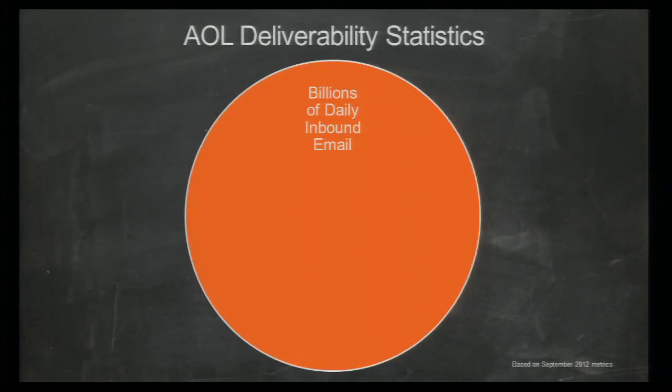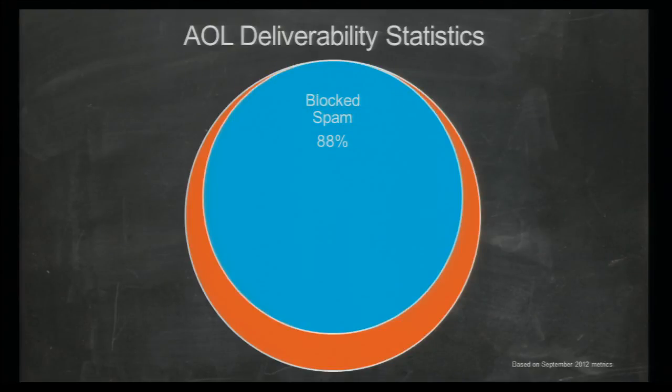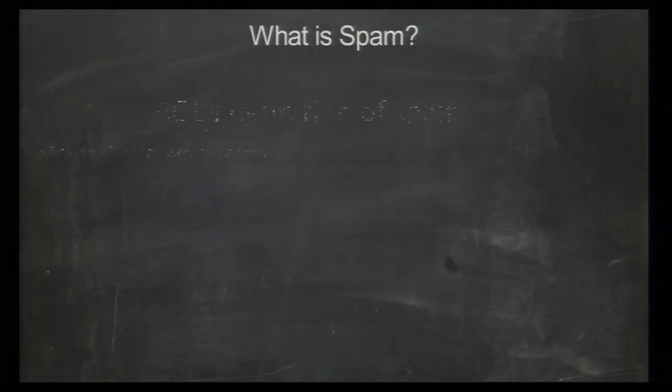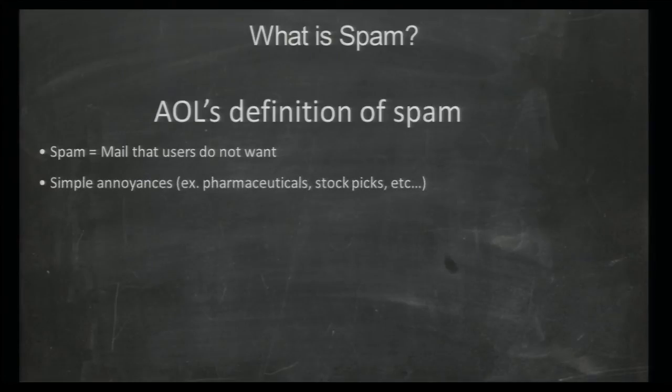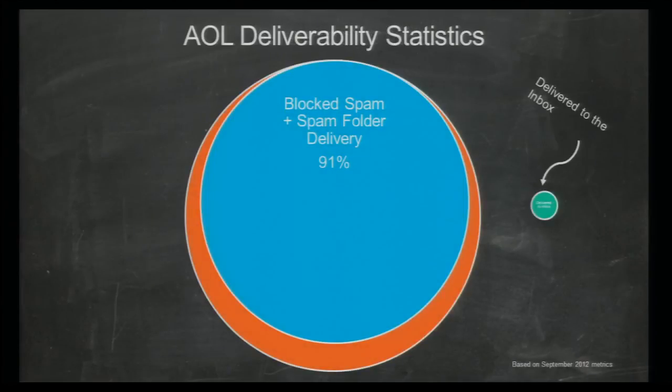This orange circle represents the billions of emails that are sent inbound daily to AOL email addresses. 88% of them are blocked before they get to the user itself. These are things we can determine are spam already. If I add another 3% to that, which is what actually makes it to the spam folder, we're now blocking or foldering basically 91% of all mail that goes to an AOL.com address. So that leaves a small portion that is into the inbox, that 9% represented proportionally there by the green circle.